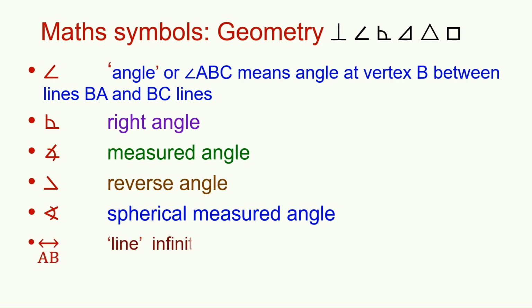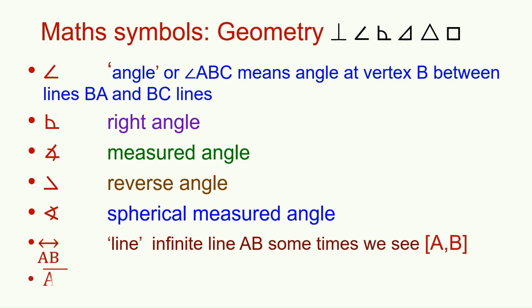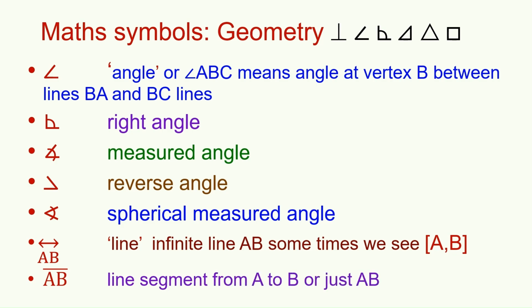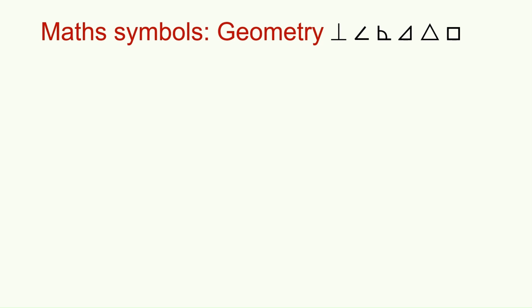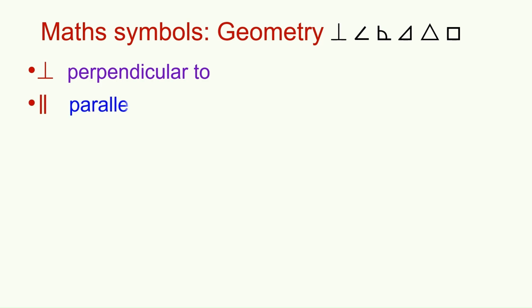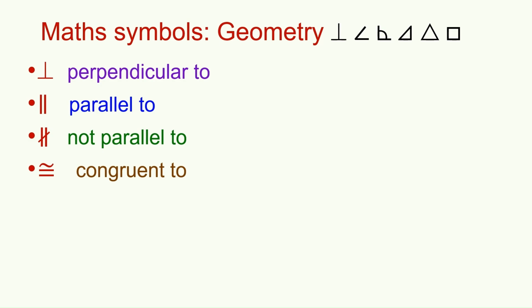AB under an arrow means line or infinite line AB. Sometimes we see AB within square brackets. AB under horizontal bar means a line segment from A to B, or just AB. Two lines intersecting at right angle means perpendicular to. Two vertical parallel lines means parallel to. Two vertical parallel lines with a slash denotes not parallel to. Equals under tilde means congruent to.